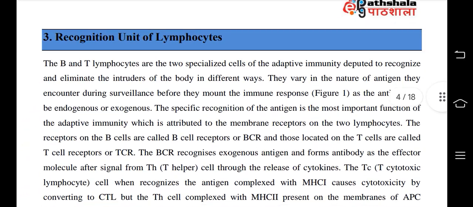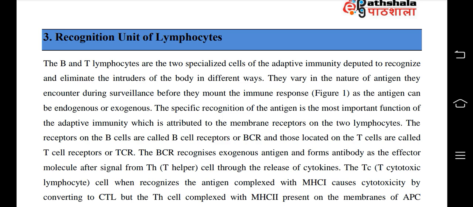Recognition unit of lymphocytes. The B and T lymphocytes are the two specialized cells of the adaptive immunity deputed to recognize and eliminate the intruders of the body in different ways. They vary in the nature of antigen they encounter during surveillance before they mount the immune response, as the antigen can be endogenous or exogenous. The specific recognition of the antigen is the most important function of the adaptive immunity, which is attributed to the membrane receptors on the two lymphocytes. The receptors on the B cells are called B cell receptors or BCR, and those located on the T cells are called T cell receptors or TCR.